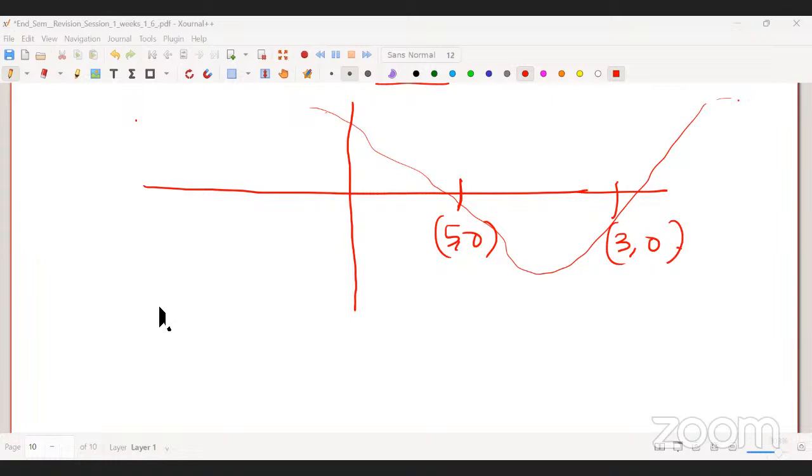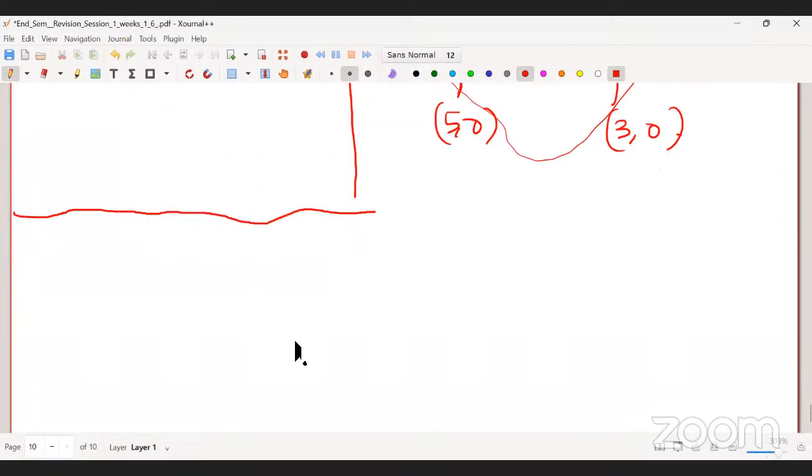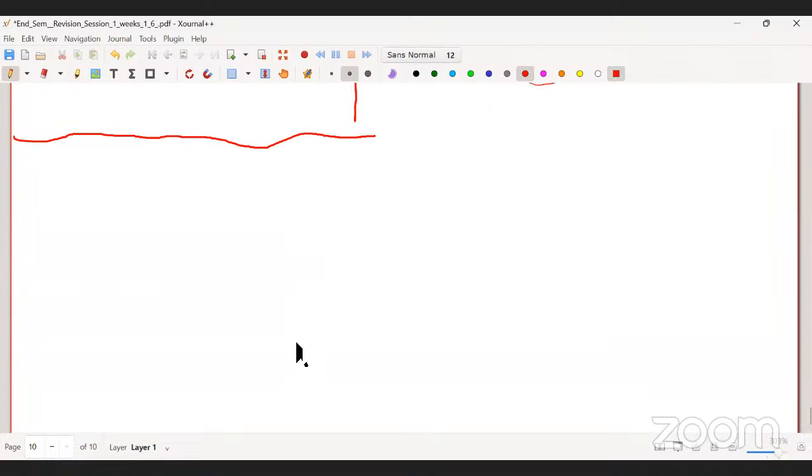Sir, so I have a question. What is horizontally and vertically asymptote? So what is horizontal? Horizontal is basically something like this, right? So parallel to the x-axis.